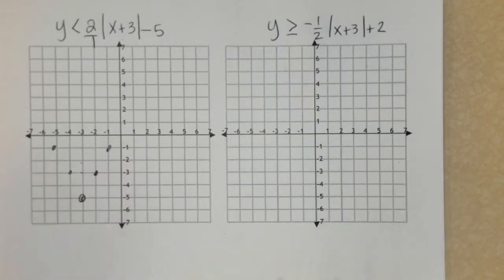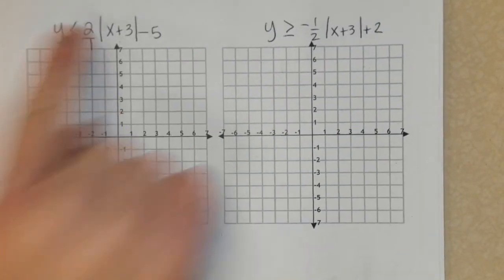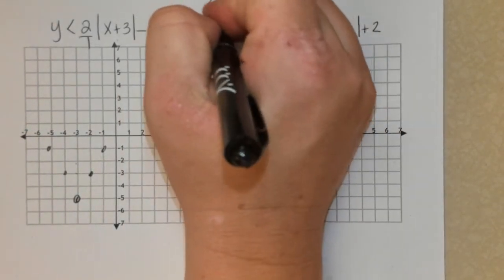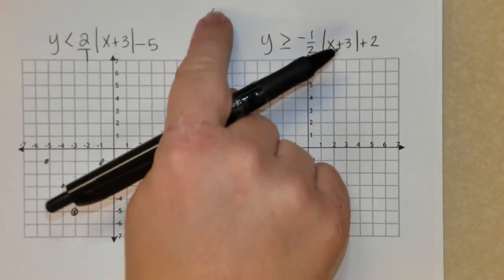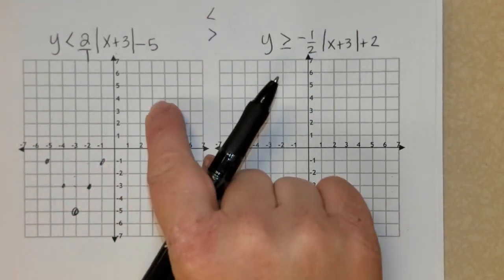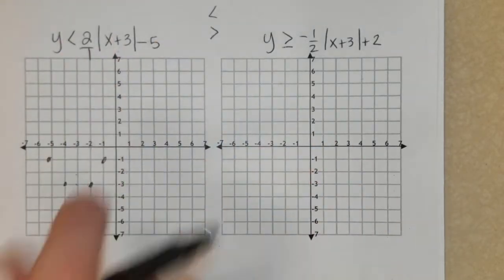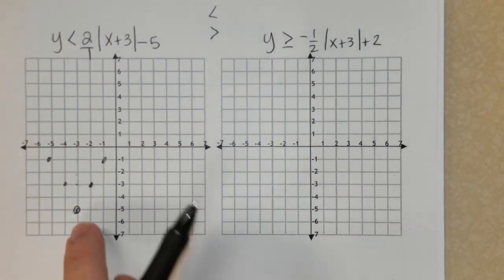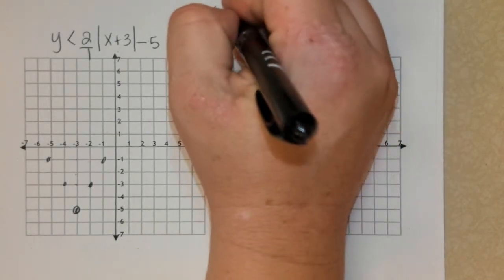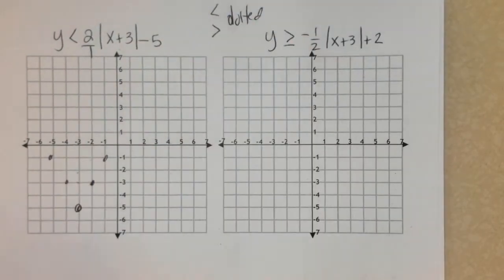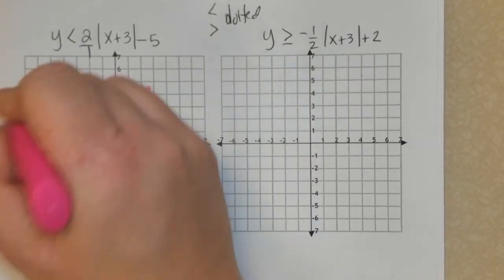Okay, now, at this point, if this symbol does not have a line underneath, it means we cannot consider it as part of the solution set. And when we shade things, what we're really doing is shading all the points that would make this a true statement. So I need to make a dotted line whenever you see no line underneath. I'm going to do that first. Dot, dot, dot, dot, dot.